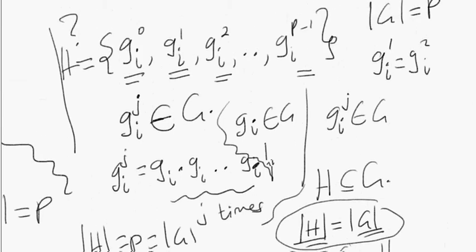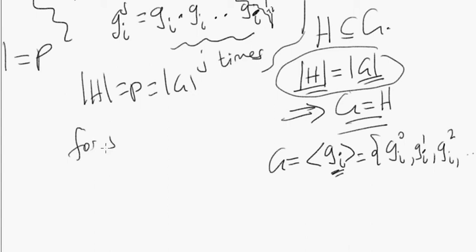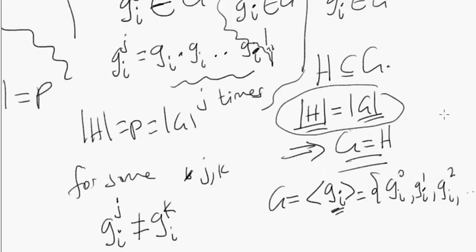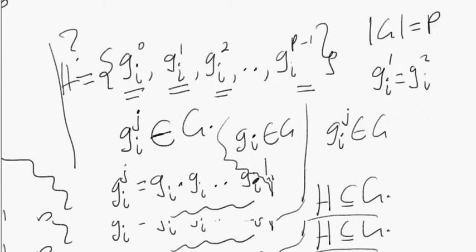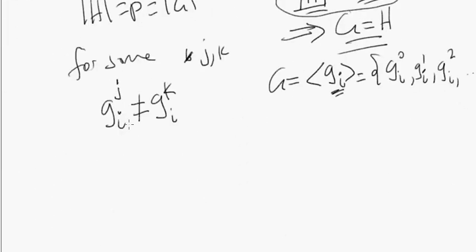Would we need to show that for some integers j and k, g sub i to the j does not equal g sub i to the k, right? Suppose we're able to prove this, that is, that no two elements in H are the same. None of these elements are the same. Would we be able to conclude that the cardinality of H equals p? Right? So let's look at g sub i to the j.